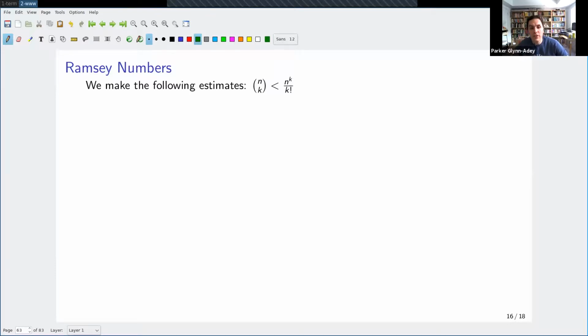We're going to need a couple numerical estimates. So n choose k, you can bound this as follows. You can make this less than n to the k over k factorial. And k choose 2 is bigger than a half k squared. These are nice things about inequalities. Okay, so what we're going to do, this is Erdős's big idea, is to pick n in this way, and we're going to get the following estimates.